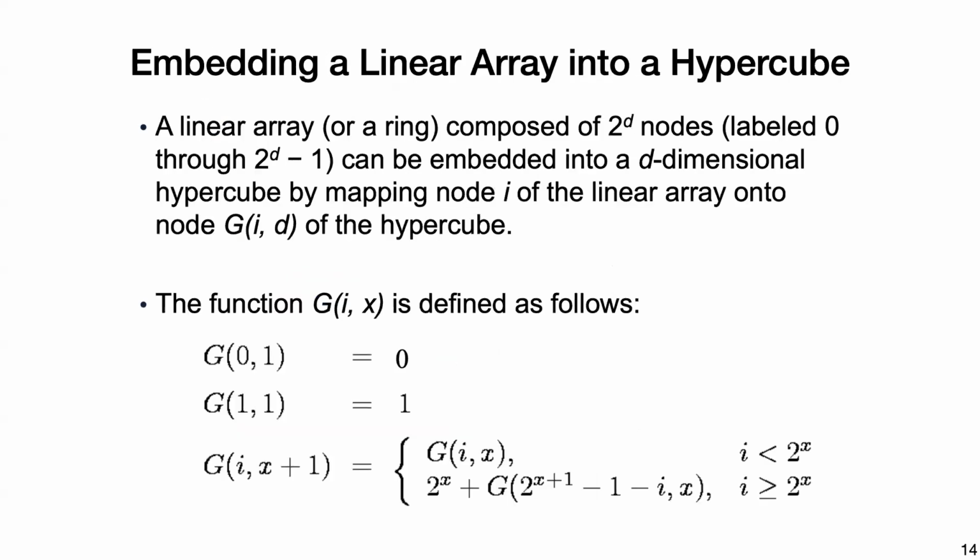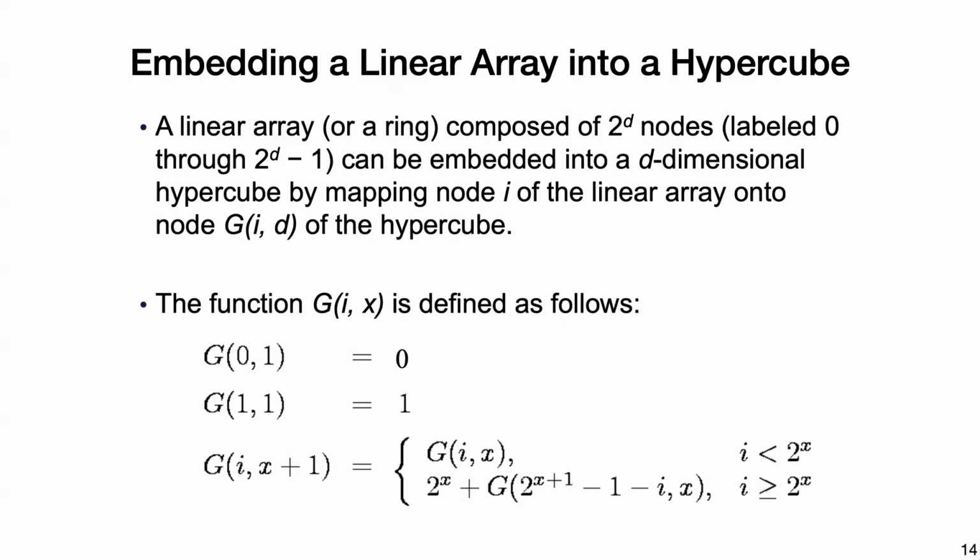Okay. So we're going to use gray codes as a function to map arbitrary linear arrays into the hypercube. So if you have a ring, well, let's just say we have a ring, because a ring is stronger than an array, and you can always map something stronger into something weaker. So you have a ring or an array, and you have 2 to the d nodes, 0 up to 2 to the d minus 1. You use gray codes G(i, d), where d is the number of bits, into the hypercube. And this function is like this.